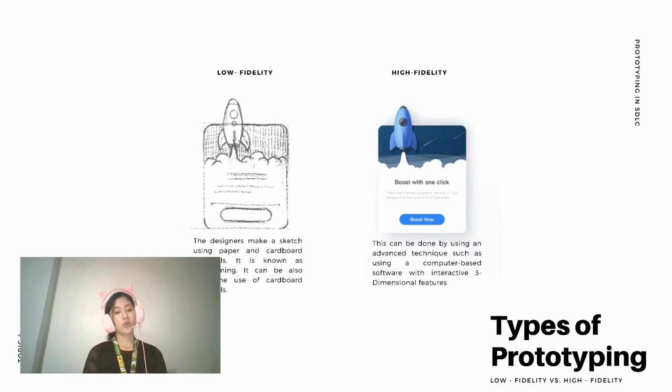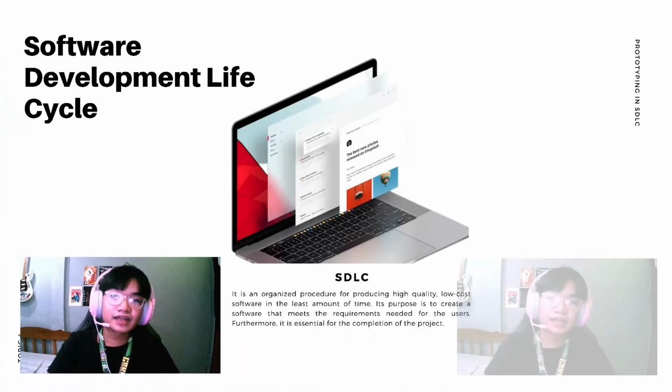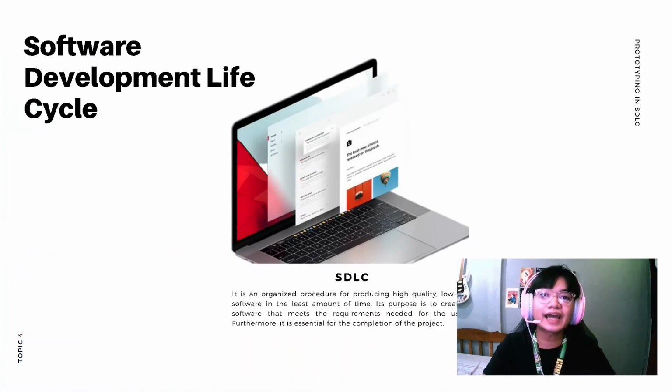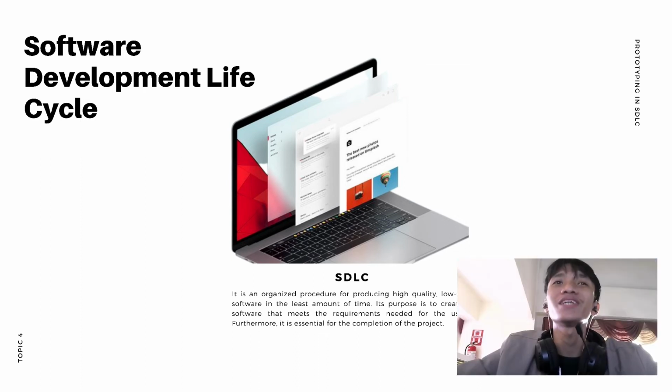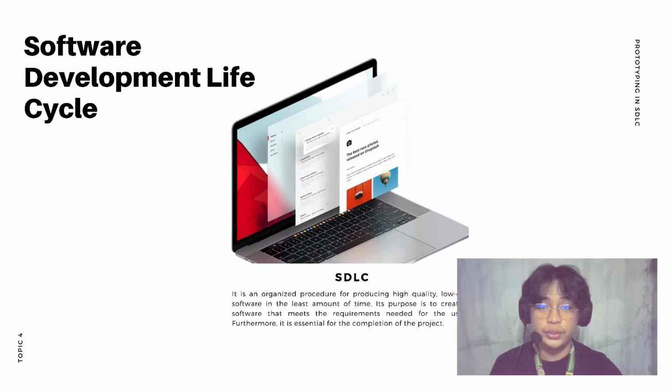Okay, define what SDLC is, or what we call the software development life cycle. According to Hypnosis, in the current year, the software development life cycle is an organized procedure for producing high-quality, low-cost software in the least amount of time. The purpose of SDLC is to create exceptional software that meets and surpasses all the customer's expectations and needs. Furthermore, the SDLC is a framework that describes the activities and deliverables of a project from conception to completion.